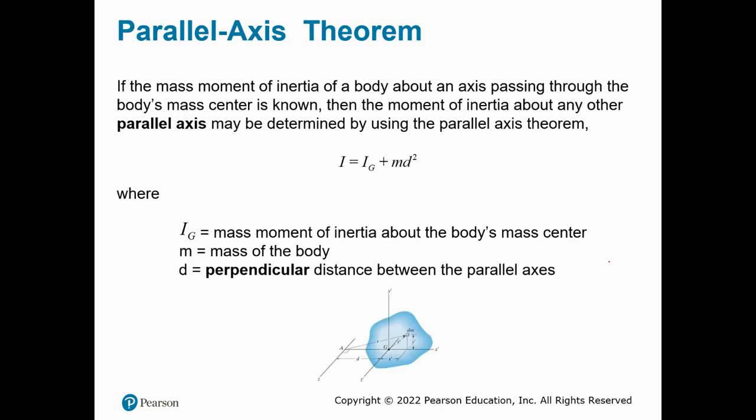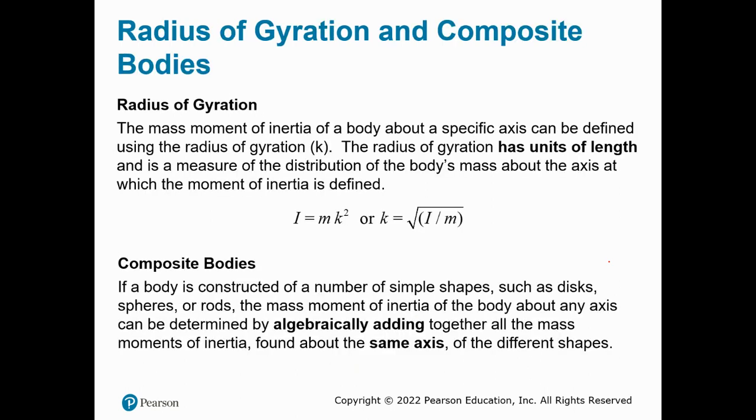Parallel axis theorem says if the mass moment of inertia of a body about an axis passing through the body's mass center is known, then the moment of inertia about any other parallel axis may be determined by using the parallel axis theorem, which is I equals Ig plus M d squared. Ig stands for the mass moment of inertia about the body's mass center. M is the mass of the body, and d is the perpendicular distance between the parallel axes.